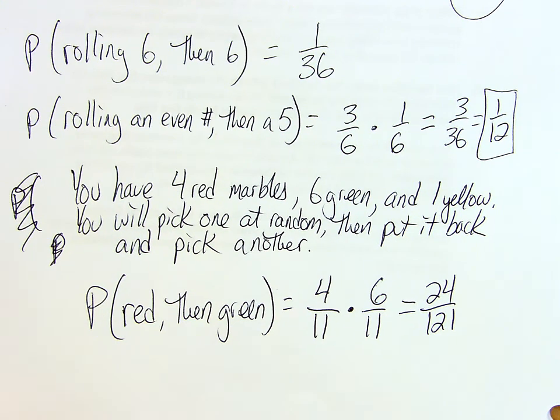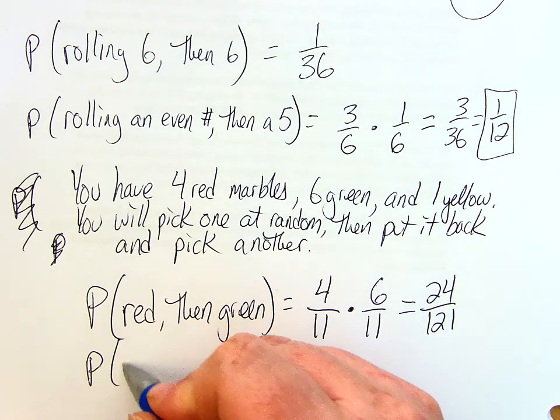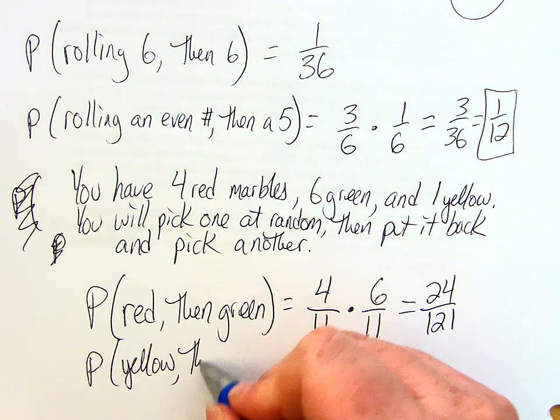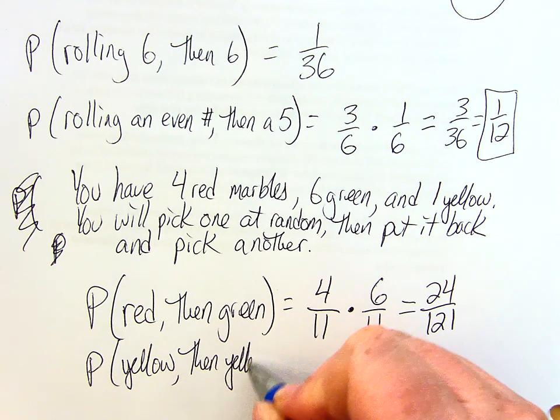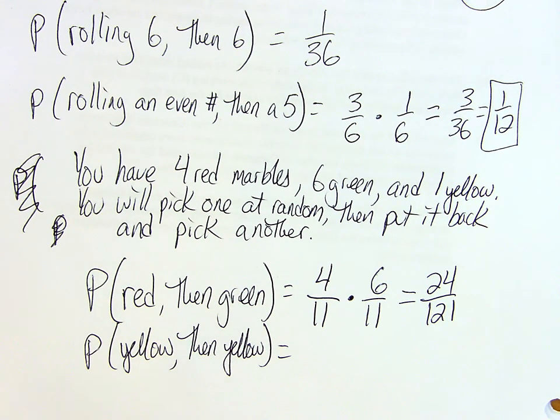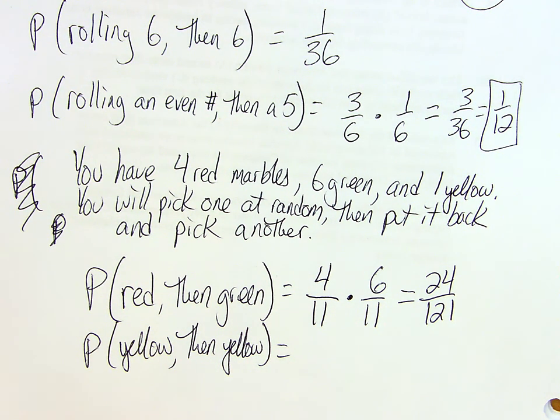What about picking, let's try this, a yellow, then another yellow. So there's only one yellow in the whole thing. So I want to know what's the probability that the first time you pull out a marble, it's the yellow one, you put it back, you mix them up, and now you're going to pick the yellow one again. So what's the probability that you pick a yellow the first time?